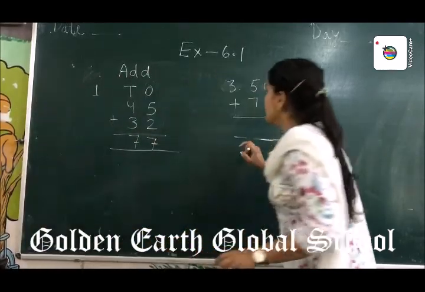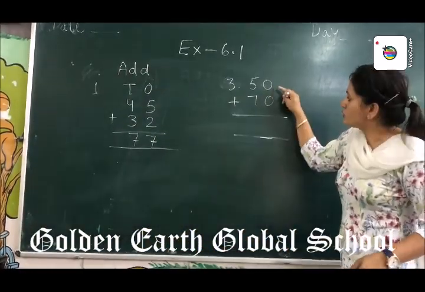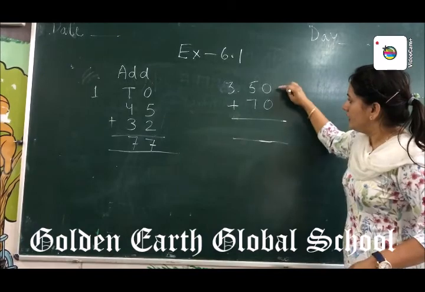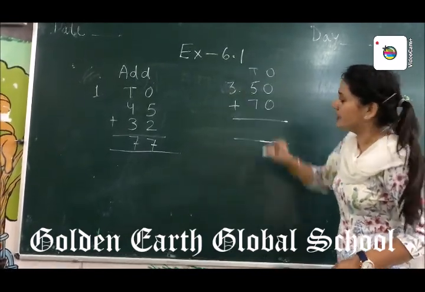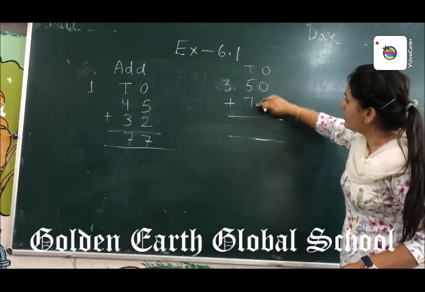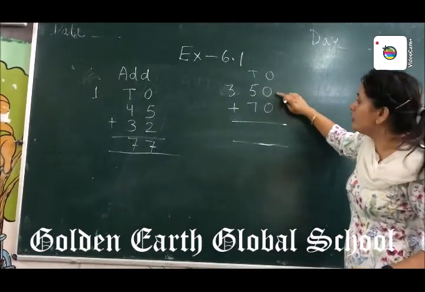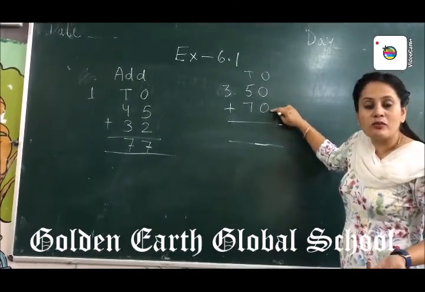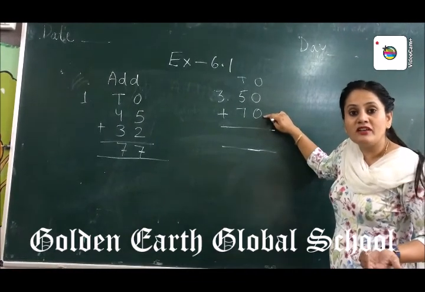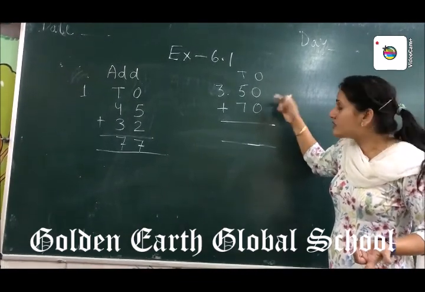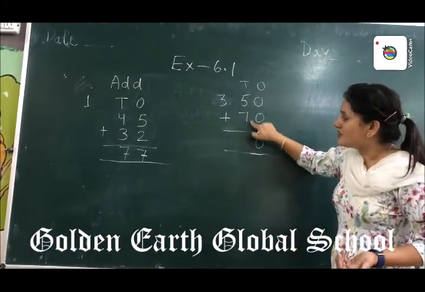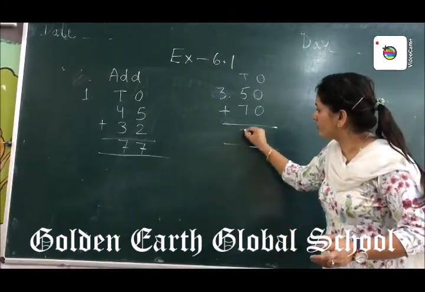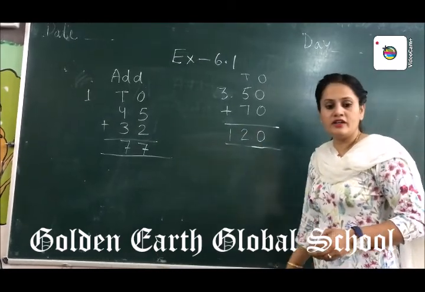Now third question is 50 plus 70. Now this one is our ones place, this one is our tens place. Okay, now firstly add ones column. 0 plus 0, 0 plus 0 is 0, and 5 plus 7 is 12. So you will write here 12.